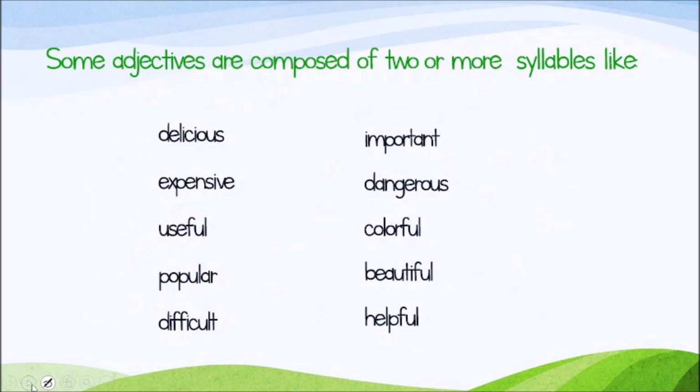Then, some adjectives are composed of two or more syllables like delicious, expensive, useful, popular, difficult, important, dangerous, colorful, beautiful, and helpful. So if the adjectives are like this, you have to add more for comparative degree and most for superlative degree. Remember that when you add more, no need to add ER. And if you add most, no need to add EST.